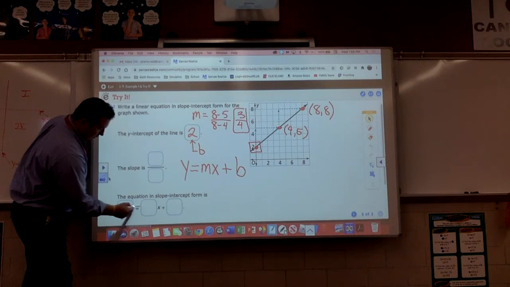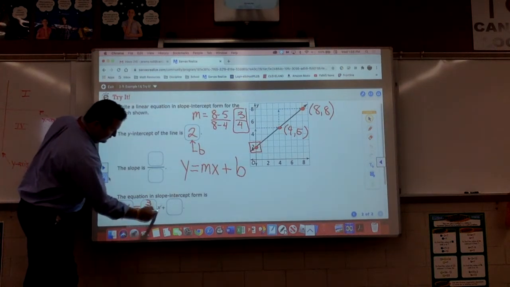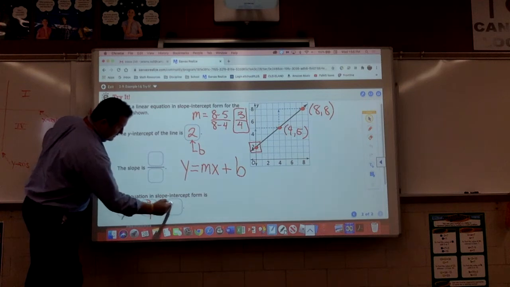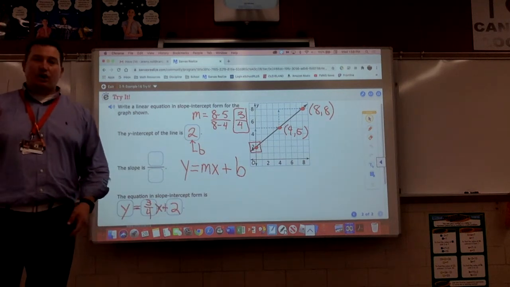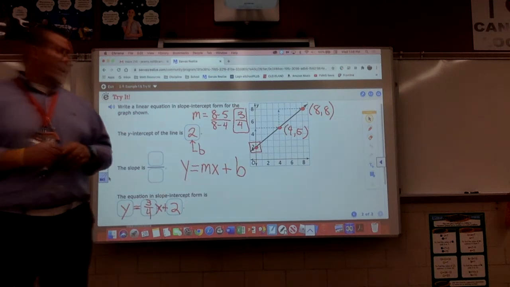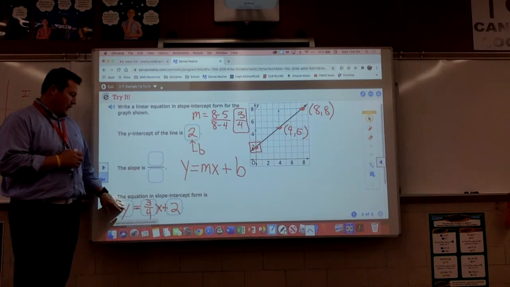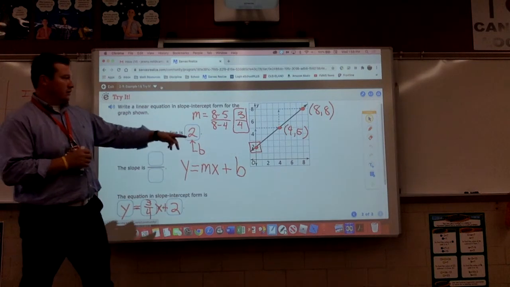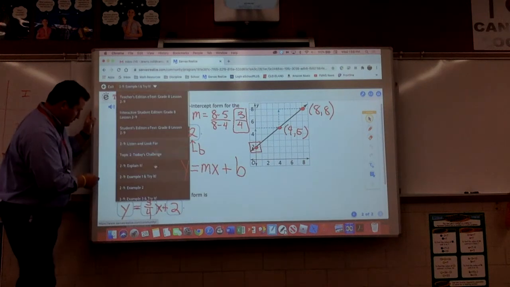Y equals 3/4 x plus 2. Bam. That's all we have to do, guys. That is one of the things that we will do here in 2-9. Writing an equation from a graph. Okay? I think we're good there.